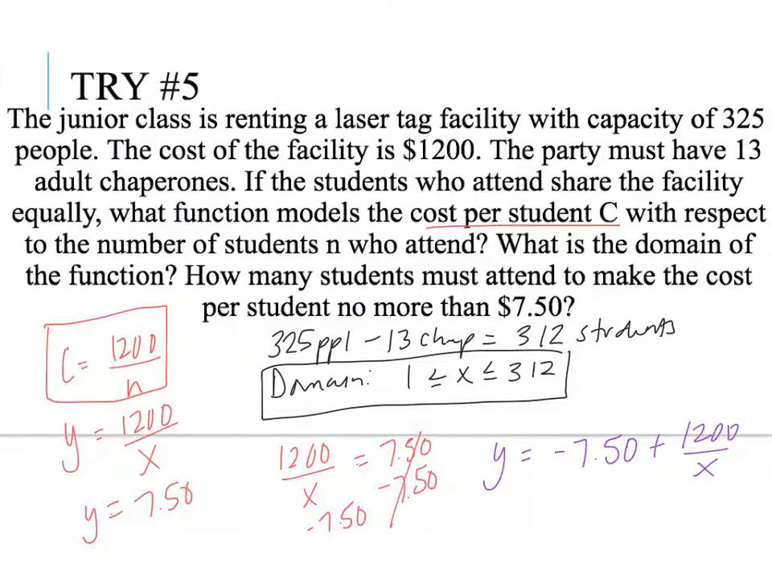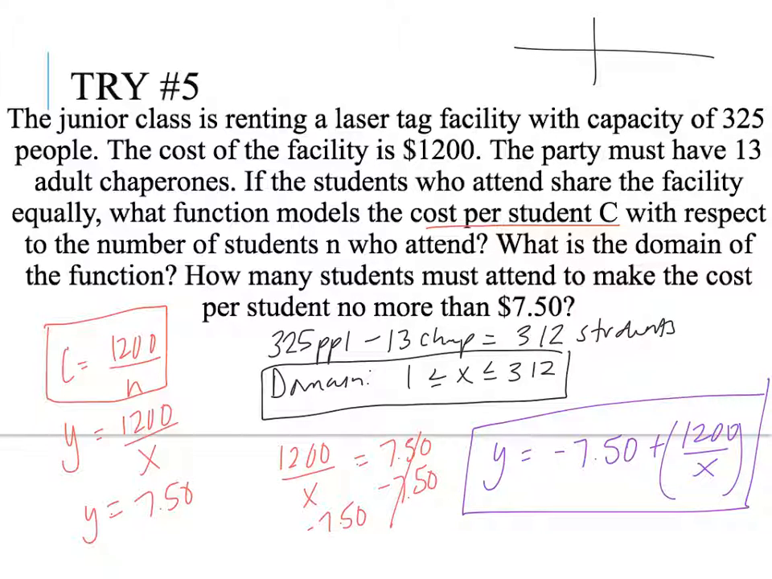By the way, you could put the 1200 over x in the front. It doesn't matter. Just be sure that when you type it into the calculator, you put that part in parentheses. So we type this in, negative 7.5 plus, in parentheses, 1200 divided by x, and then we graph. Once again, and I almost forgot, you need to fix your window to be 1 and 312. You'll see a graph that kind of looks like this. Remember, left bound is up here, right bound is here, because we're trying to look for that value there.